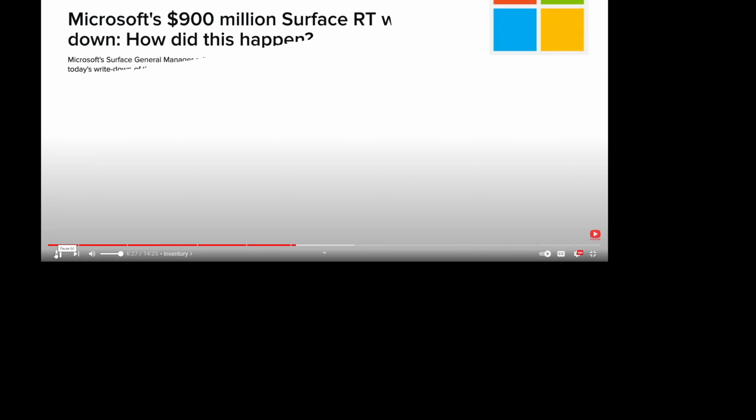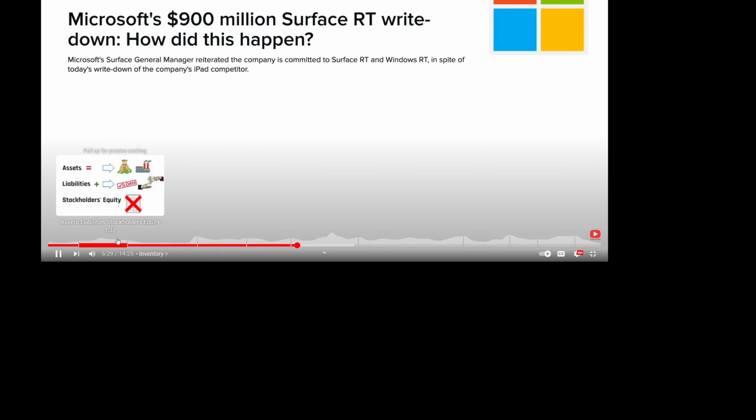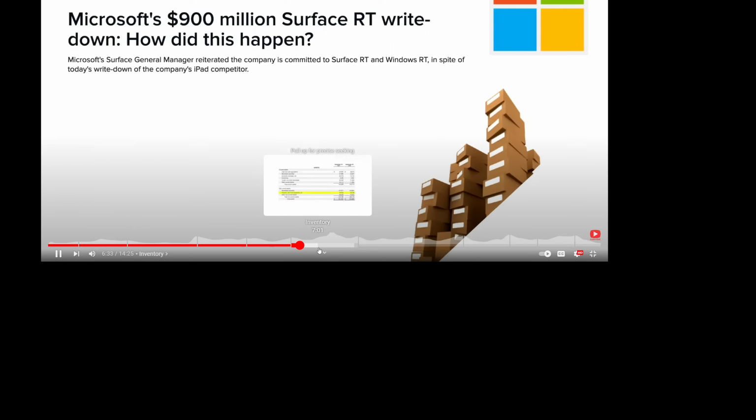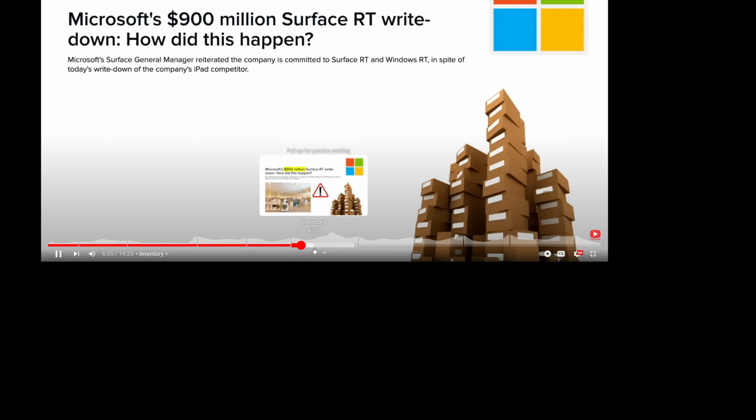For example, one of Apple's rivals, Microsoft, had this problem a while back. Back in 2013, Microsoft took a loss of nearly $1 billion on one of its products, because the company simply overestimated demand. They made way too much of the product because the company thought demand from customers was going to be higher than it was.